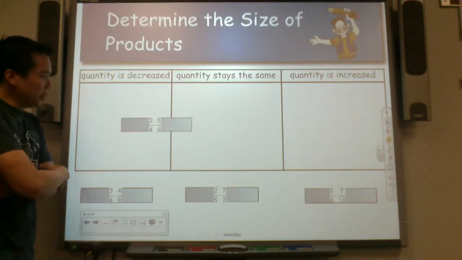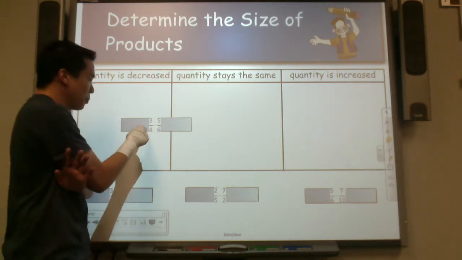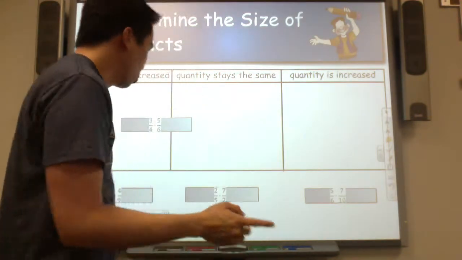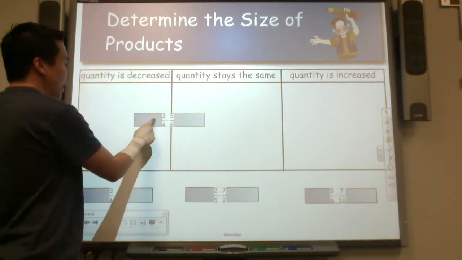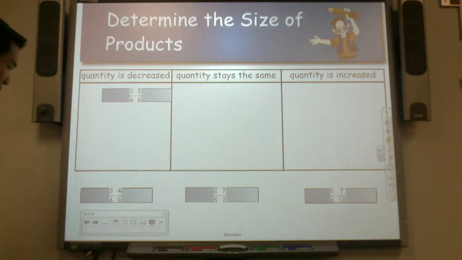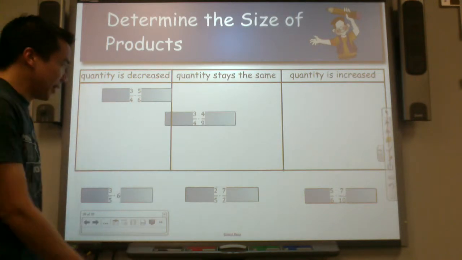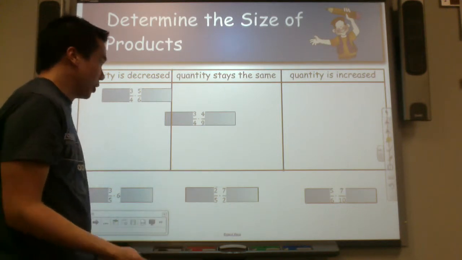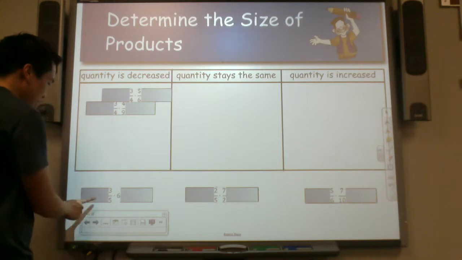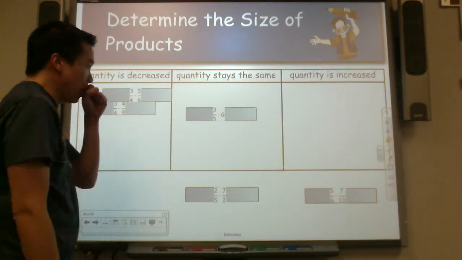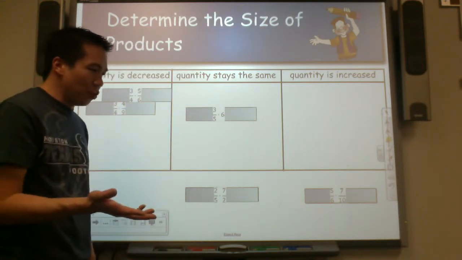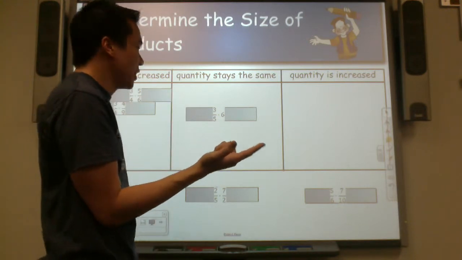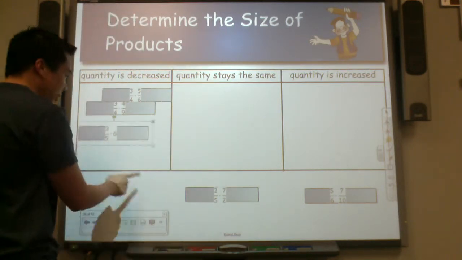First example, 3/4 times 5/6. Is the number 3/4 greater than 1, less than 1, or the same? 3/4 is less than 1, so the answer will decrease. 3/4 times 4/9. 3/4, is that less than 1, same as 1, or greater than 1? 3/4 is less than 1, so it would decrease. 3/5 times 6. 3/5, is that less than 1, equal to 1, or greater than 1? 3/5 is 60 hundredths. That is less than 1 whole, so it would decrease.